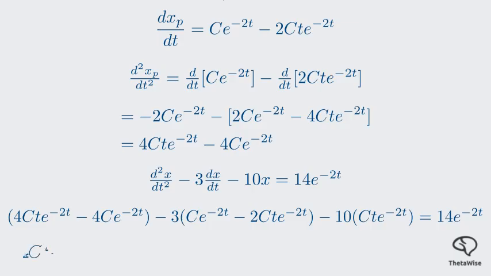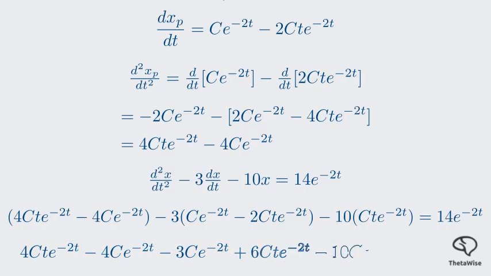This gives us 4ct e^(-2t) minus 4c e^(-2t) minus 3c e^(-2t) plus 6ct e^(-2t) minus 10ct e^(-2t) equals 14e^(-2t). Again, let's group the terms to see what cancels.